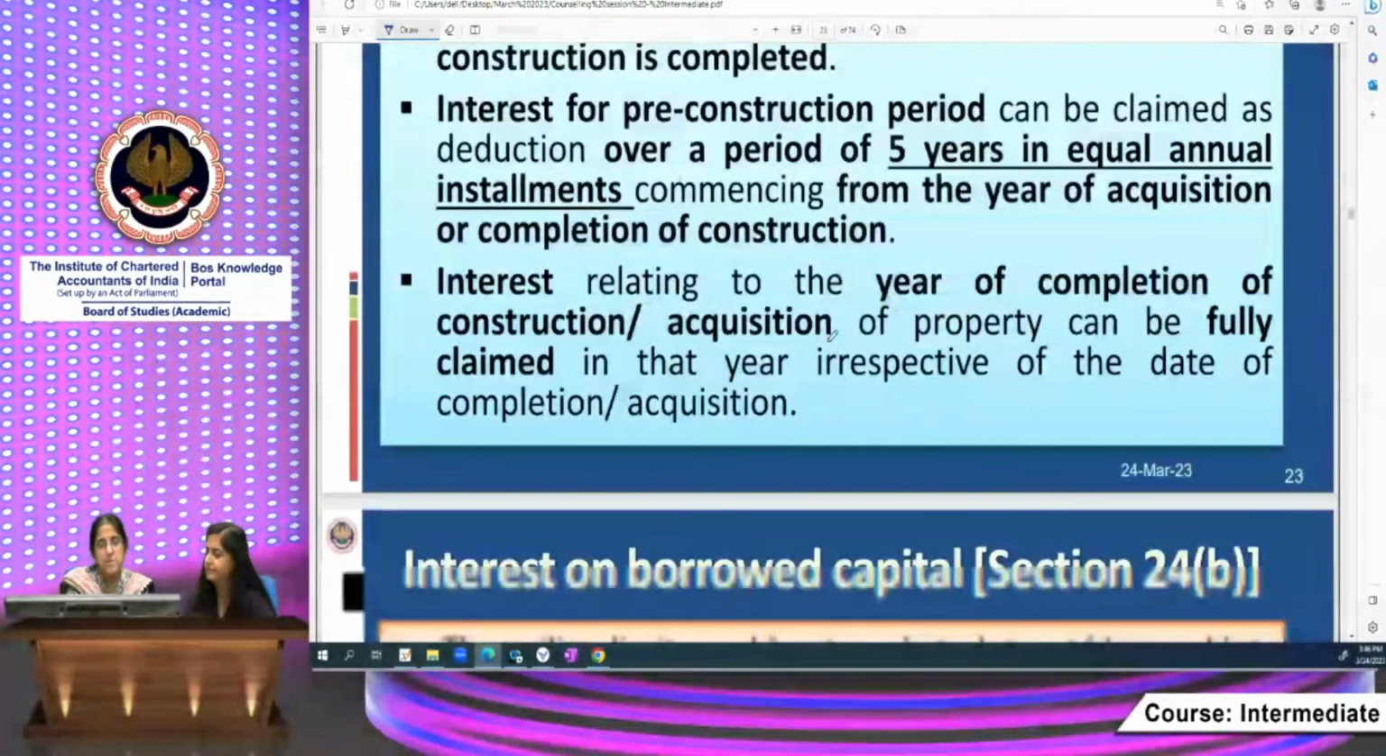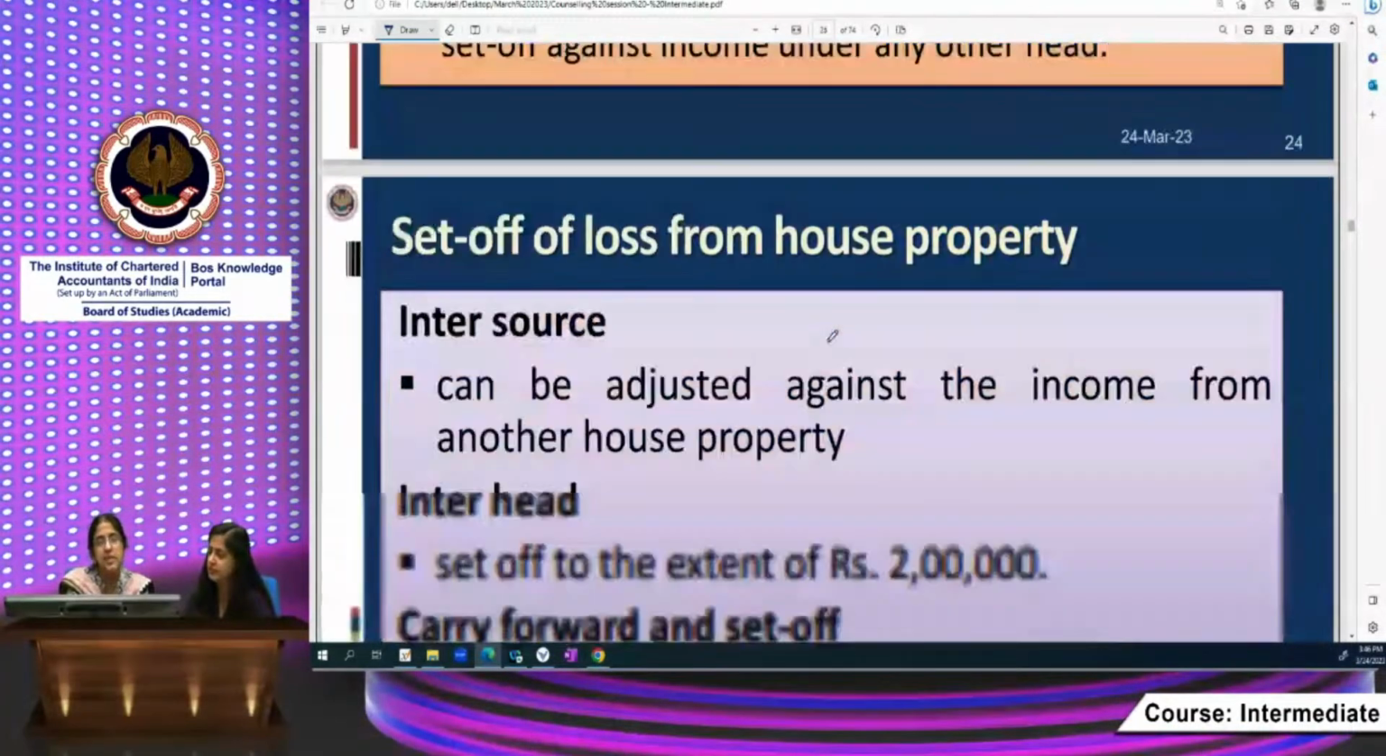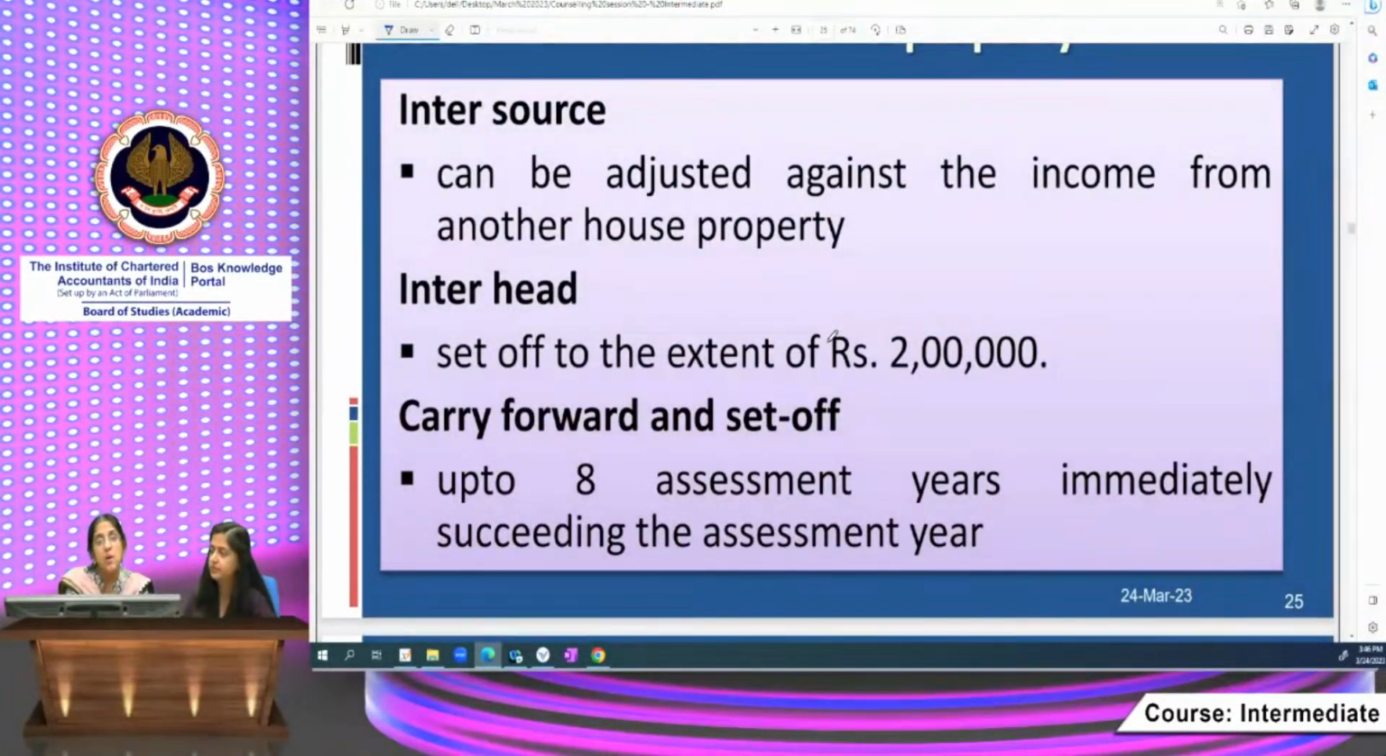Another important thing in house property is co-ownership. What happens in case of co-ownership? You have to compute the house property as though it belongs to one person. Then finally, if my share is 40% and her share is 60%, at the last stage, after computing income from house property, we divide it 60% and 40%. This is in case of a let-out property, where you do a single computation. What happens in case of a self-occupied property?